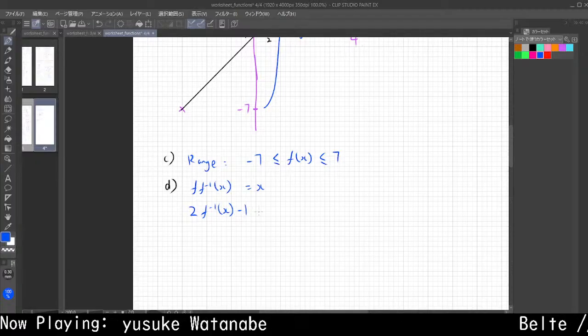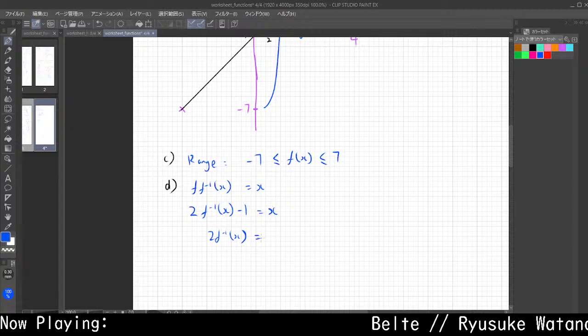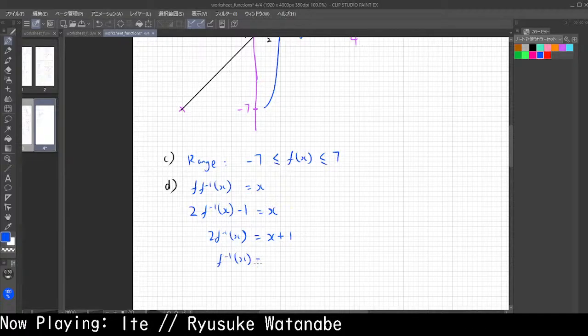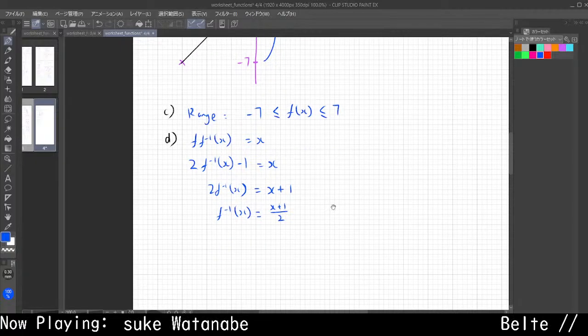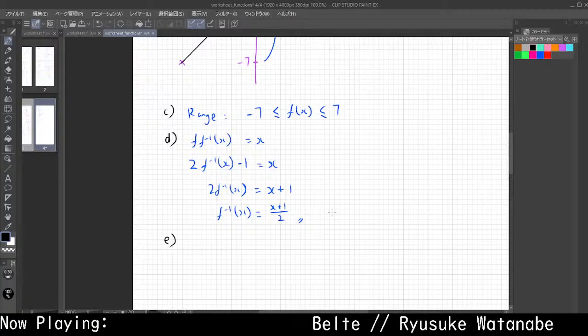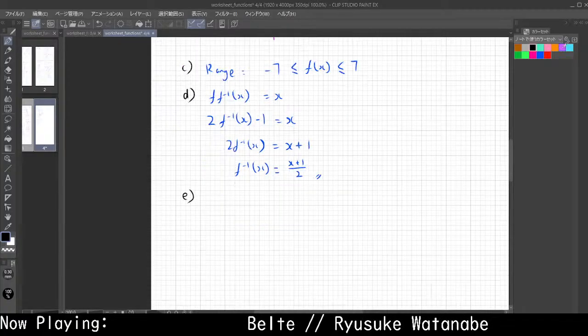Rearrange x plus 1. Rearrange to bring over x plus 1 over 2. Okay, and then this is your answer. E. State the domain and range for f inverse. Okay, so this is where we will need to teach this concept.